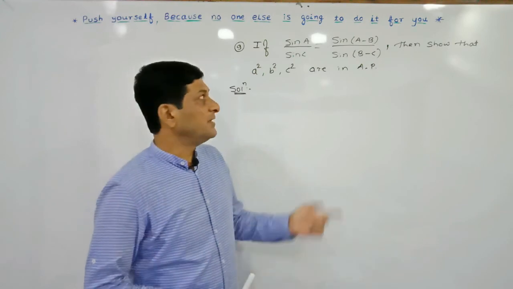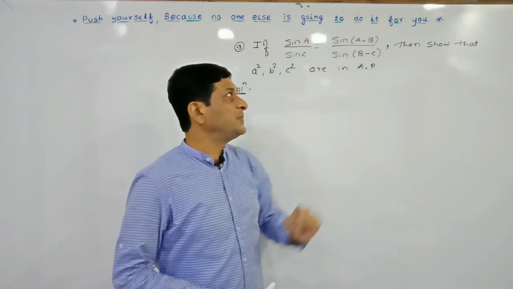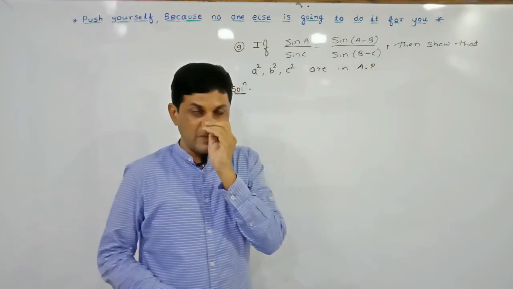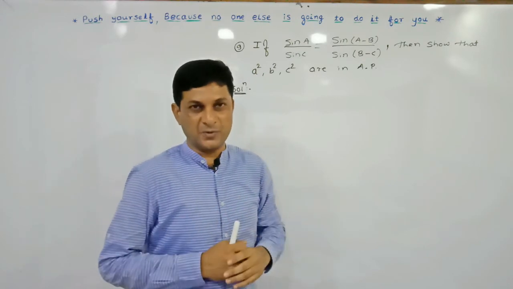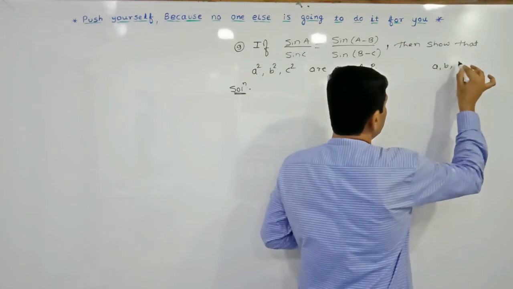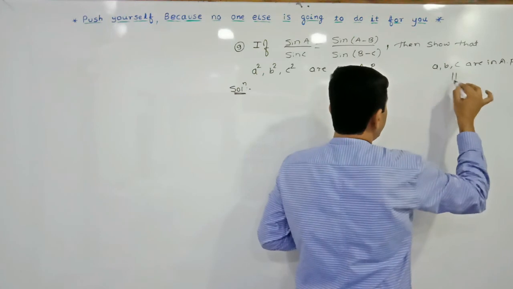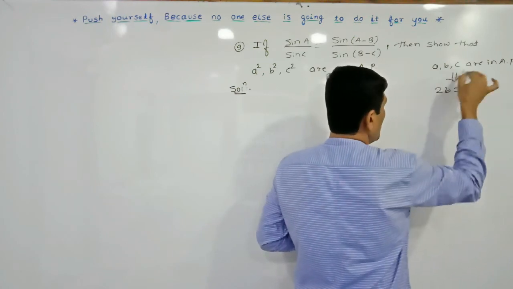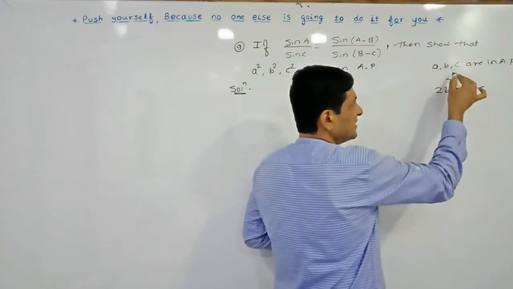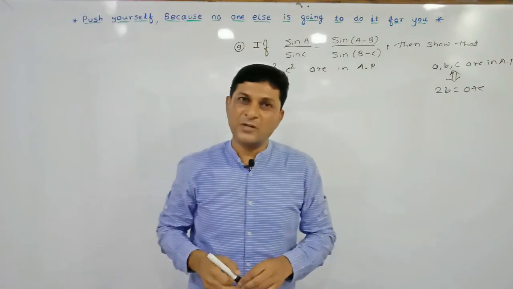In this example, the given condition is sin A upon sin C is equal to sin(A minus B) upon sin(B minus C), and using this we have to show that a square, b square, c square are in arithmetic progression. We can say that three terms a, b, c are in arithmetic progression if twice b is equal to a plus c.